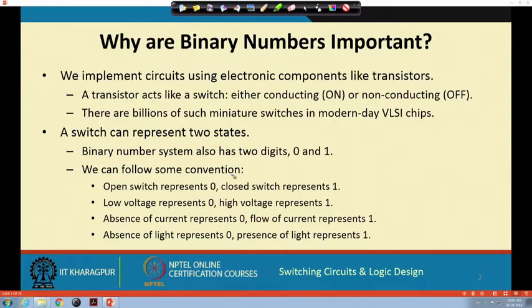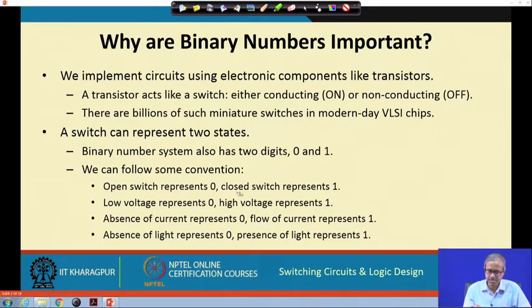Similarly, you can follow other conventions. As I just mentioned, an open switch is 0 and a closed switch is 1, or you can talk about voltages. If the voltage is low, you can say it is 0, and if the voltage is high, it represents binary 1. Then there is absence or presence of current, or in some circuits nowadays we use light for computation. If there is no light, it can represent binary 0, and if there is light, it can represent binary 1. This is the basic principle behind photonic communication.